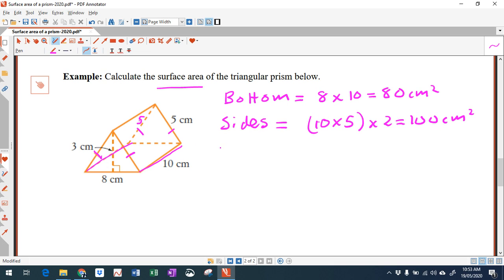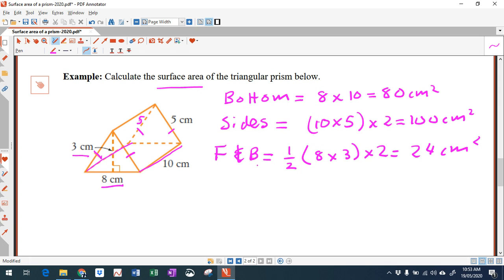Now the front and the back are the same. You can see the front is a triangle. There's the base. There's the height. So it's a half times 8 times 3 and double it because the back is the same. It gives you 24 centimetres squared. So if you add that all up together, you should get 204 square centimetres.